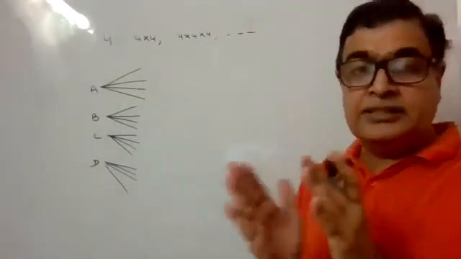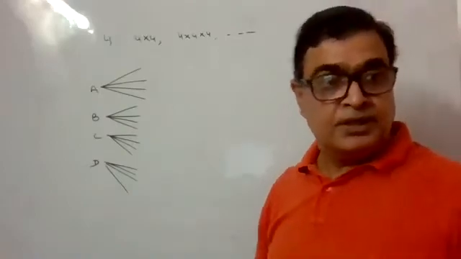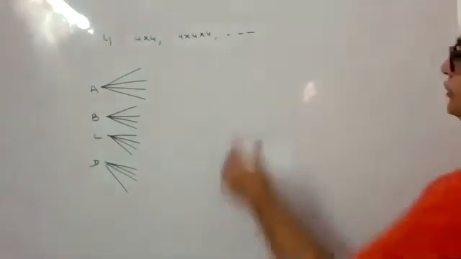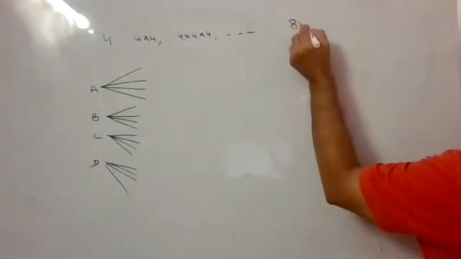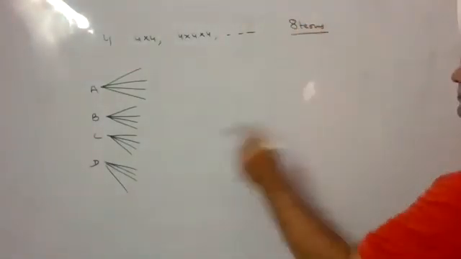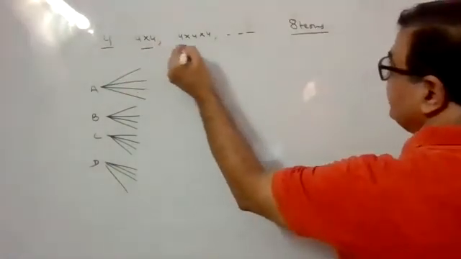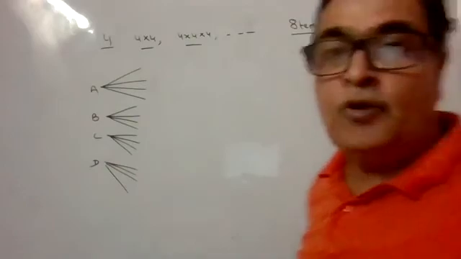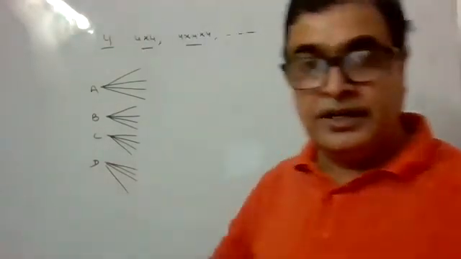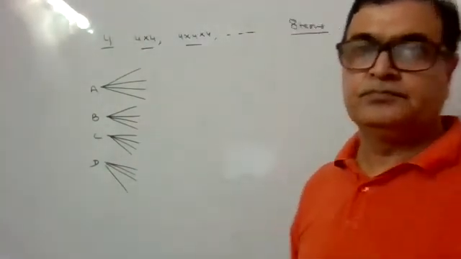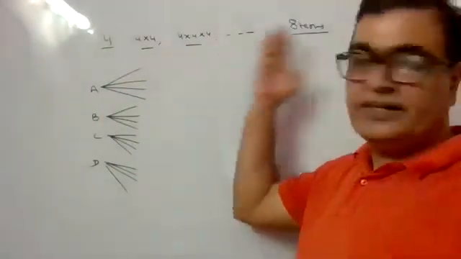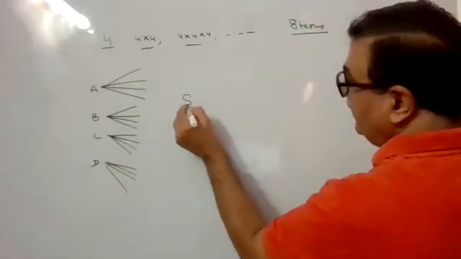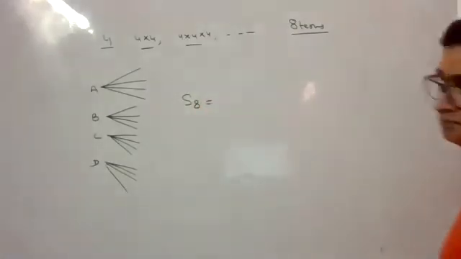How many sets of mails have gone? 8. 8 sets of mail gone. So that means 8 terms are completed. This is the first set, this is the second set, third set. 8 terms are there. So how many mails are dispatched? That means we should find the sum of these letters. So first we find the sum of 8 terms in the series.